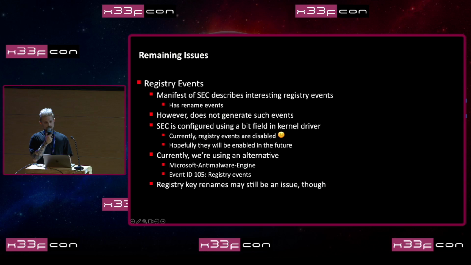But we found an alternative that's working quite well for us. It's called the Microsoft Anti-Malware Engine provider. It's not raw registry data, it's behavior-based, so we're getting events that Defender thinks are relevant, but as of now, it's good enough. And of course, registry key renames are still an issue.